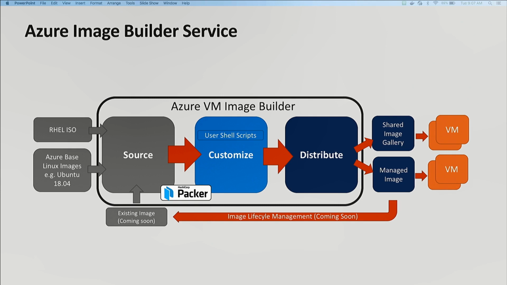Secondly, customize. Currently, we only support one type of customizer. That is a shell script customizer. So literally, you can make your shell scripts available to the image building service. It will ingest them and then run them. You can actually provide multiples of these, and the image builder service will iterate them through sequentially.